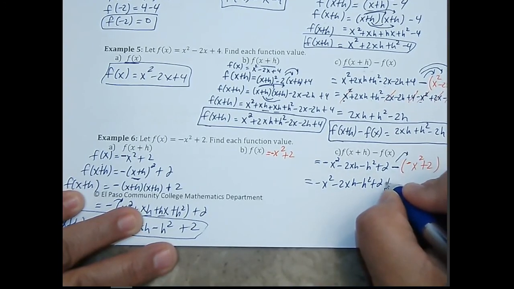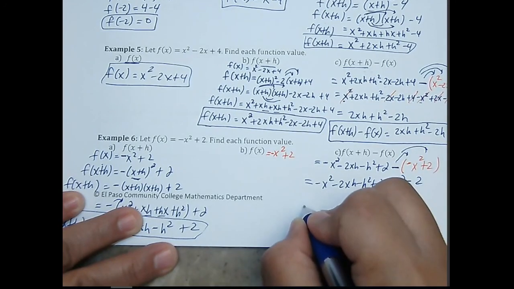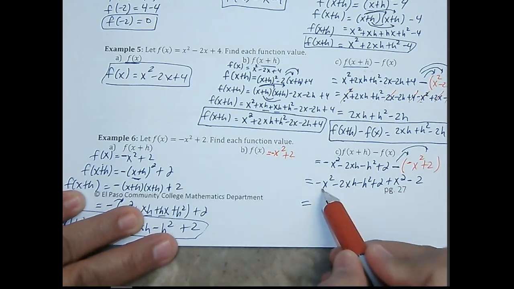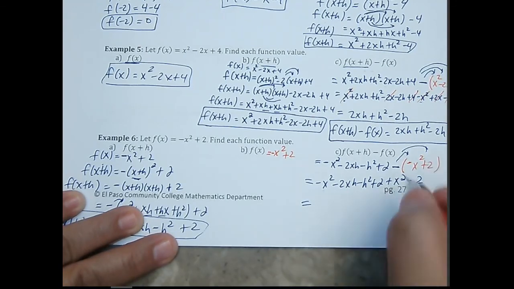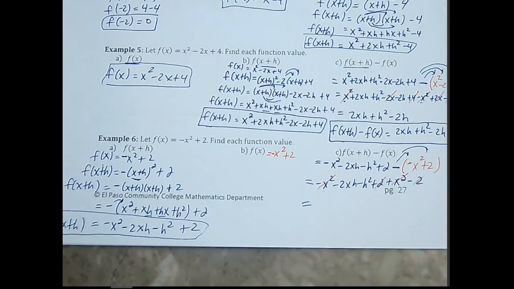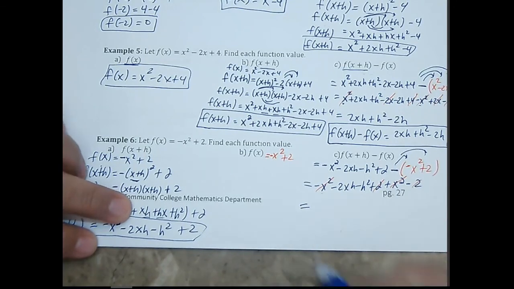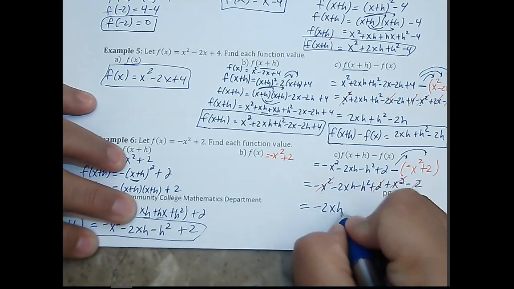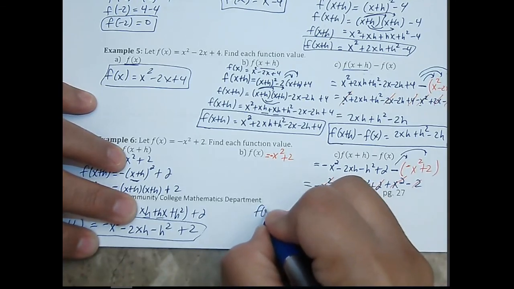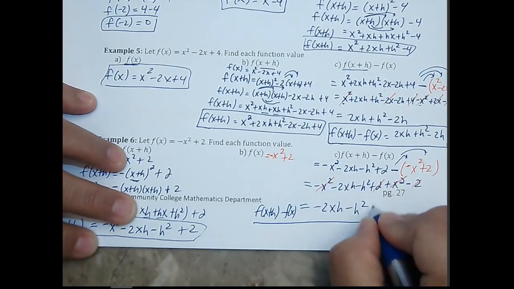Negative negative is positive x squared minus 2. Combine any like terms. So we have a negative x squared and a positive x squared, so that's going to cancel or become 0. And so positive 2 and negative 2 cancel, become 0. And all that we have left is negative 2xh minus h squared. So when we subtract, we end up with this as our answer.